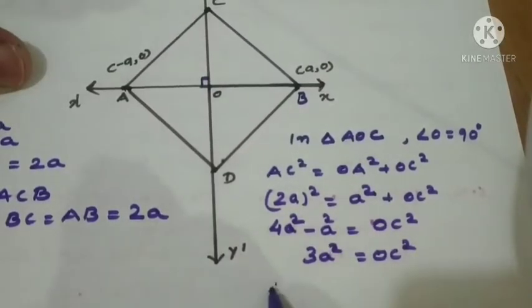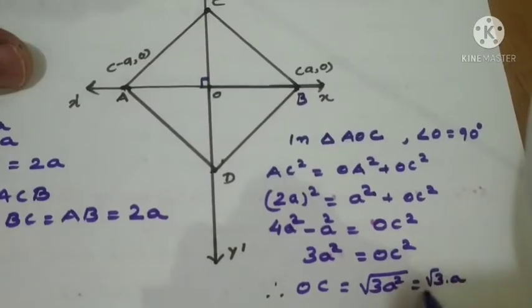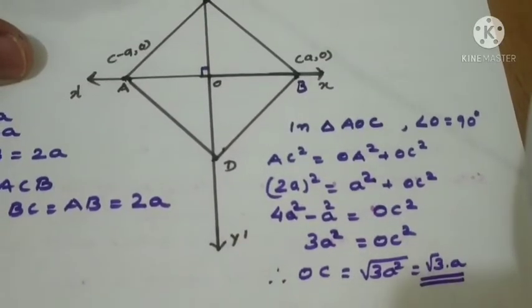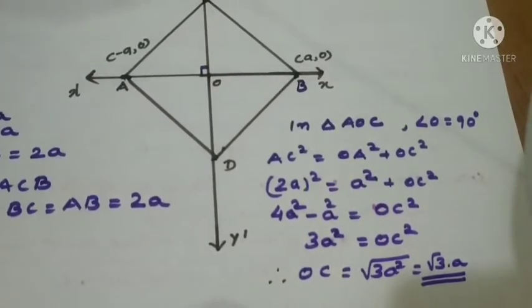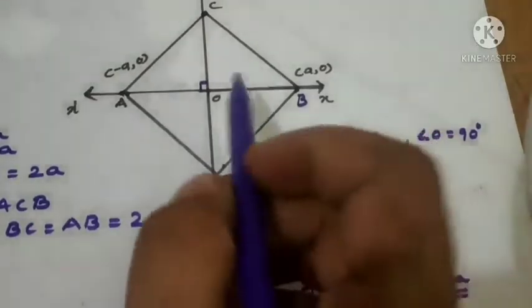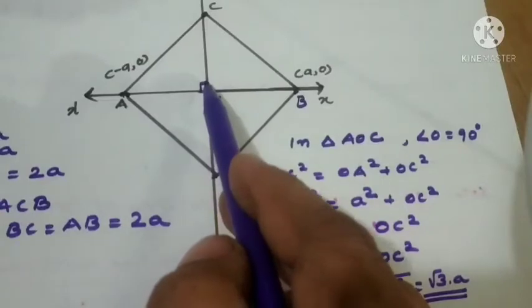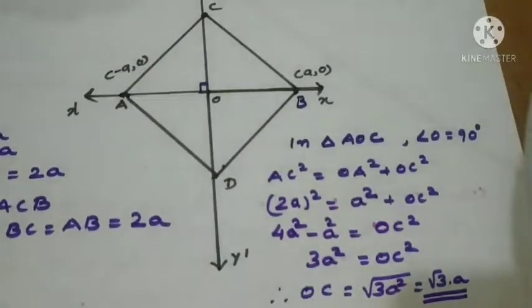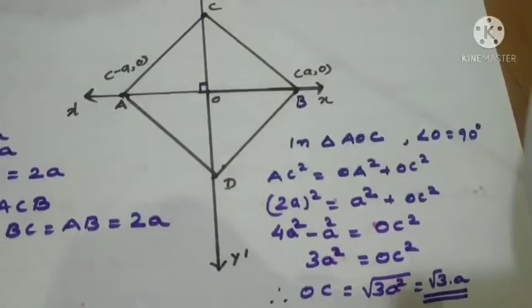So what is OC now? Root of 3A square, that means root 3 into A. So OC equal to root 3A only. Now when we are writing the coordinates, we want to get the coordinate of point C as well as D. So now let us take this OC as the y-axis only. Any point on the y-axis, the coordinate of x is 0 only, right? So what is the coordinate? Now for C it is 0 comma root 3A.